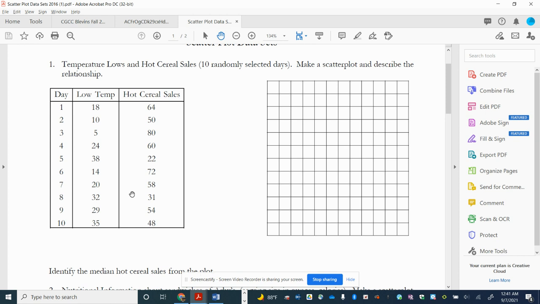So for today, what I want you to do is spend a little bit of time and, for each of these four data sets, create and label your axes and make sure that you scale your axes so you can plot all of the data points. Okay. And then, like it says here on most of these problems, it also asks you to simply describe the relationship that you see present in the graph of all of your points.